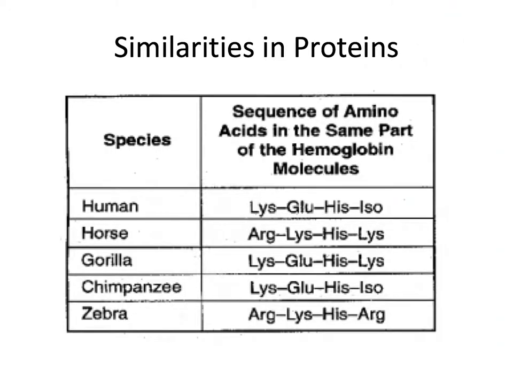Here is a chart showing similarities in certain proteins. This is specifically in hemoglobin molecules, and you can see similarities between these organisms in the order of their proteins, of their amino acid sequences.